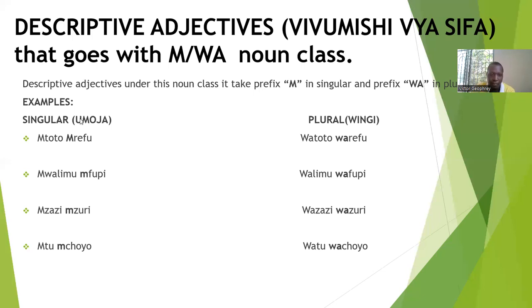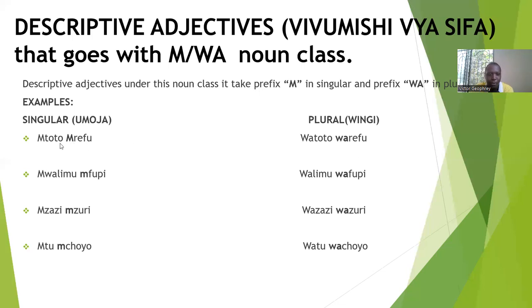Mtoto mrefu. Ref is tall. So we just add m to ref, which is tall. Mtoto mrefu, watoto warefu. Ref is tall, tall like me. So the root of the word mrefu is ref.